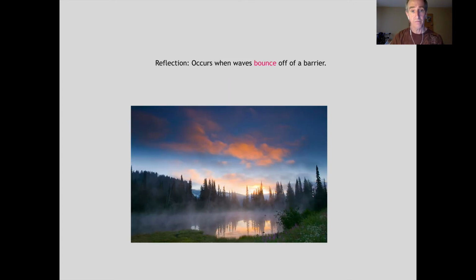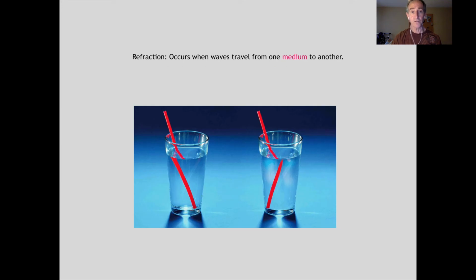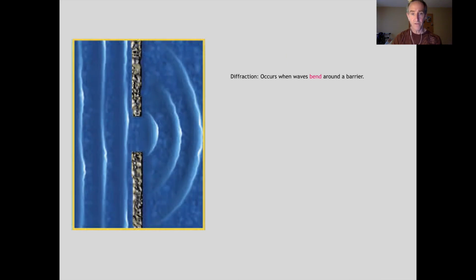Wave disturbances. All waves can be deflected, distorted, or changed when they come in contact with a boundary. A reflection occurs when waves bounce off of a barrier. This is reflected light. Refraction occurs when waves travel from one medium to another. Since the speed of light changes in the liquid, it slows down, we get refraction. Diffraction occurs when waves bend around a barrier.